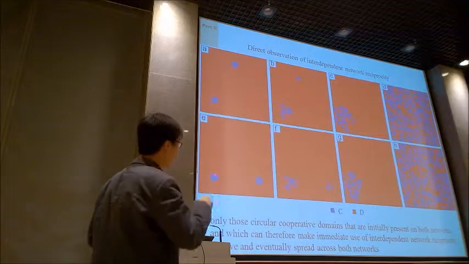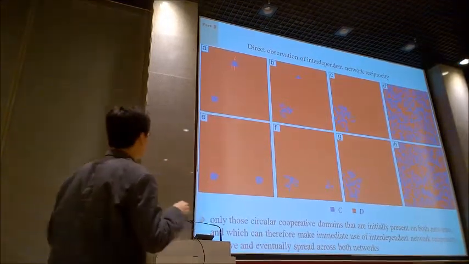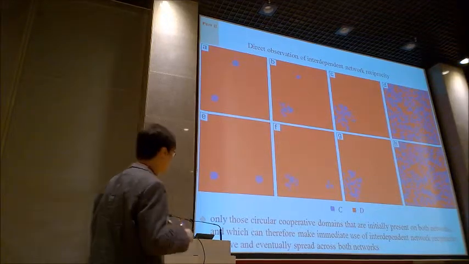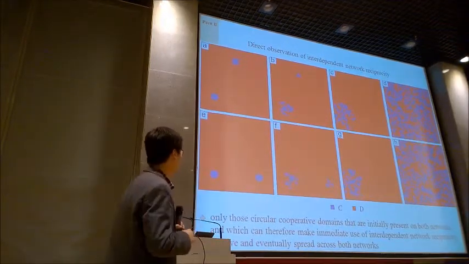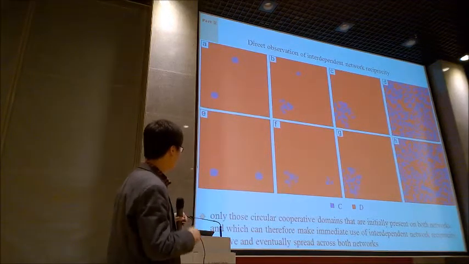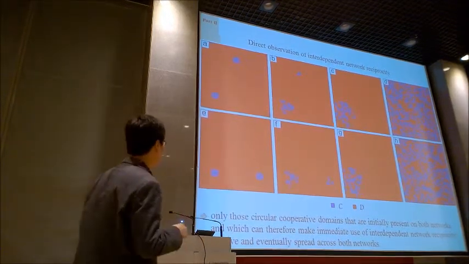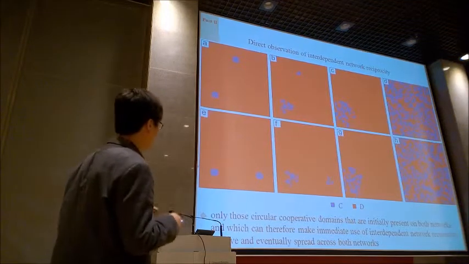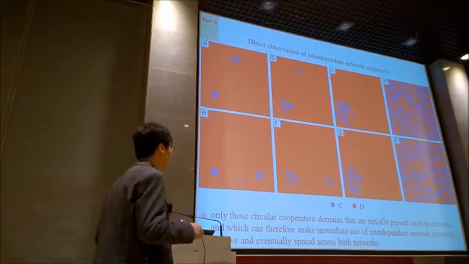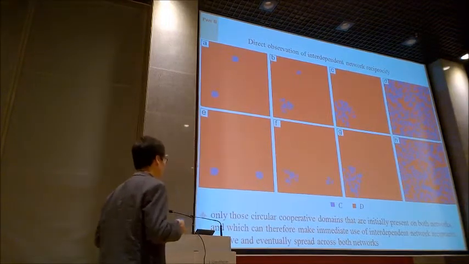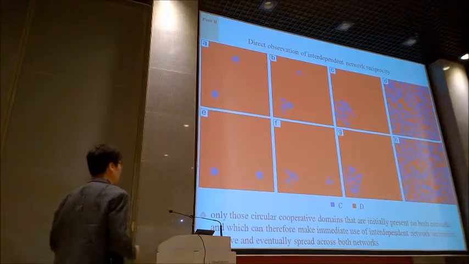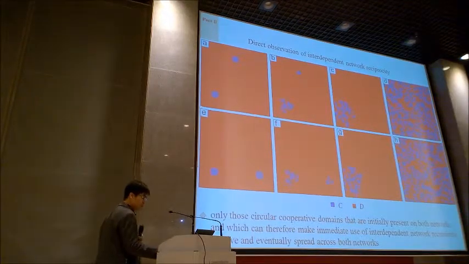Well, two of these circles are fully overlapped, but for the other two domains, we cannot find the corresponding circles on the other network. With time, we can see these domains will vanish very soon, but these overlapped domains will effectively expand and finally dominate the system. So we see that only those circle domains that are initially operated on both networks can make use of the interdependent network reciprocity.